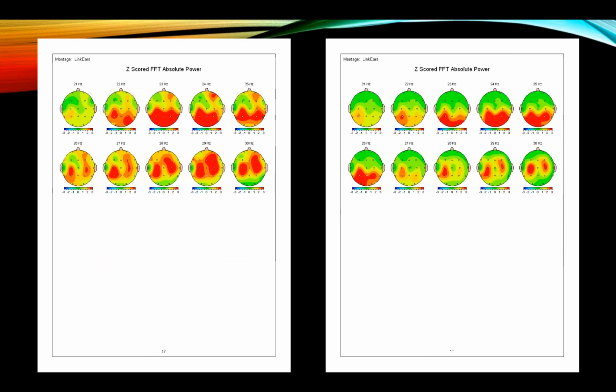Okay, so this is that surface data for the same person. On the left here, you can see that's the pre. On the right is the post. And you can see how high beta did regulate quite a bit on the surface within a 20-minute period of time.